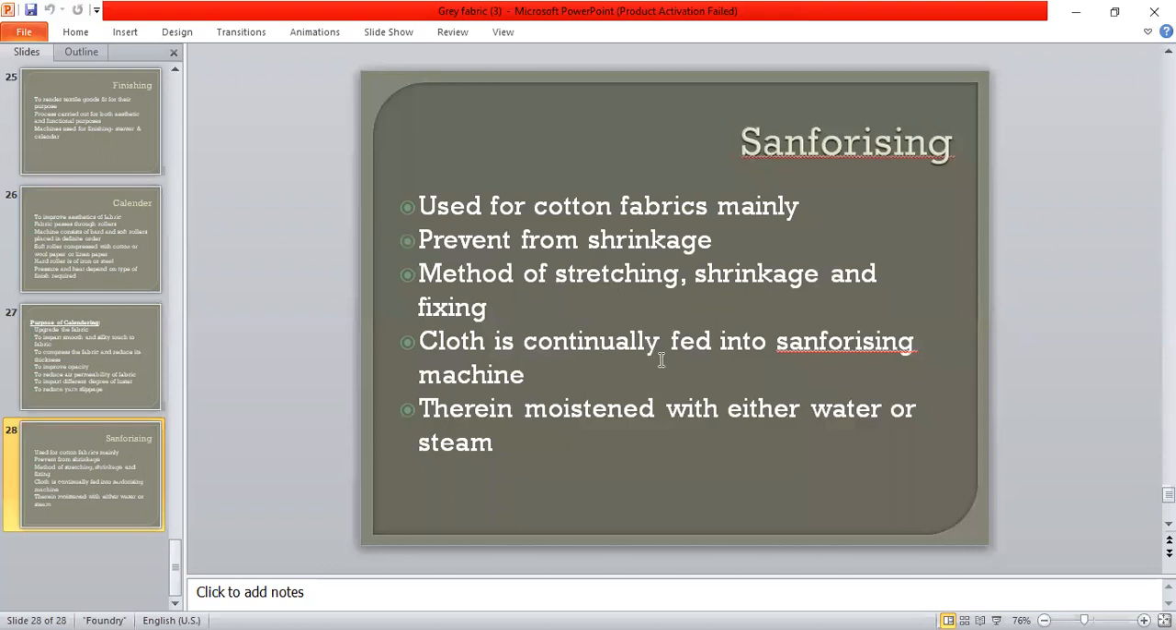The fabric is continually fed into the sanforizing machine. This process is continuous, in which we feed the cloth continuously into the sanforizing machine. They moisten the fabric with either water or steam.